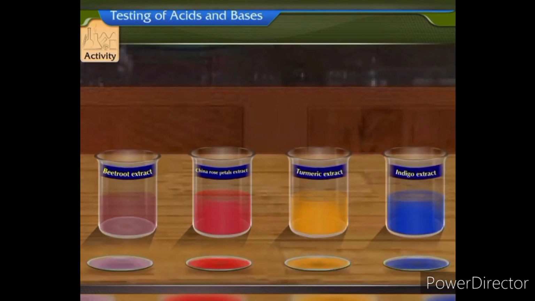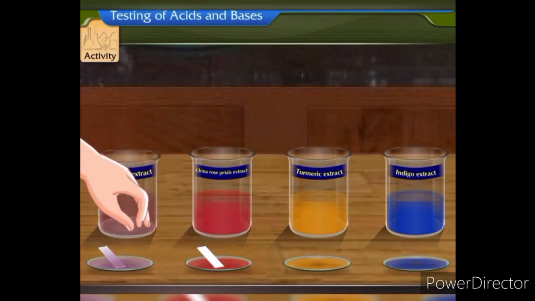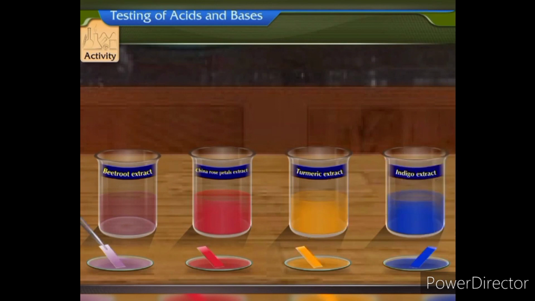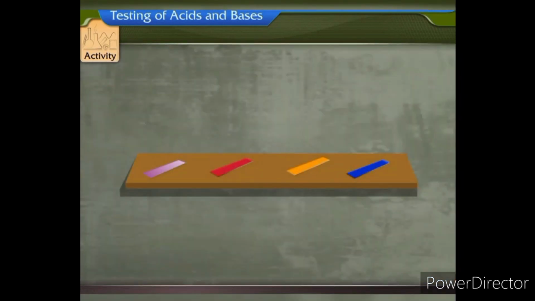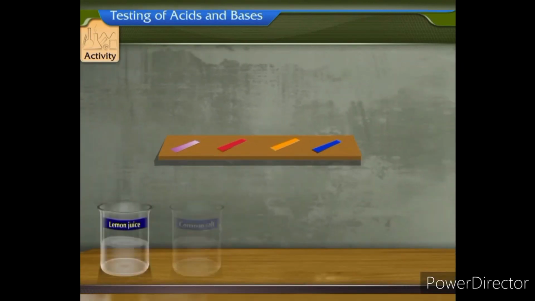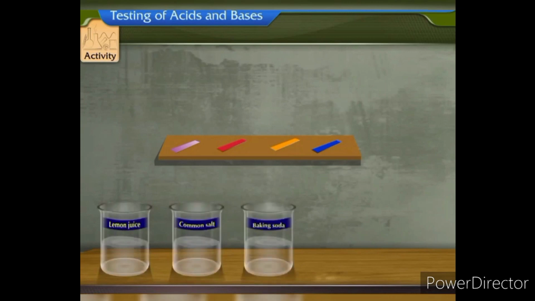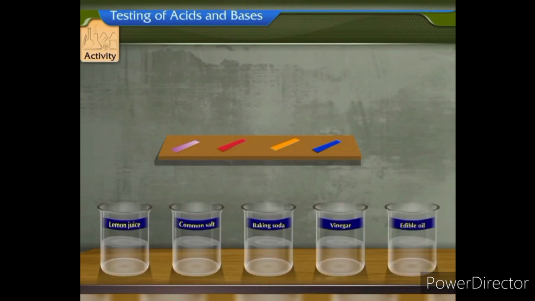Keep the extracts in 4 watch glasses. Dip small strips of filter paper in these extracts for some time. Now, remove them and dry them thoroughly. Using these natural indicator strips, we shall now test solutions of lemon juice, common salt, baking soda, vinegar, and edible oil. Dip a strip of each natural indicator in the different test solutions. Note the color change and tabulate the results.